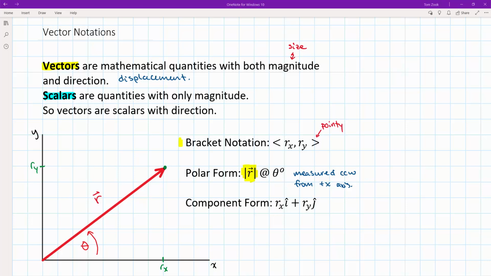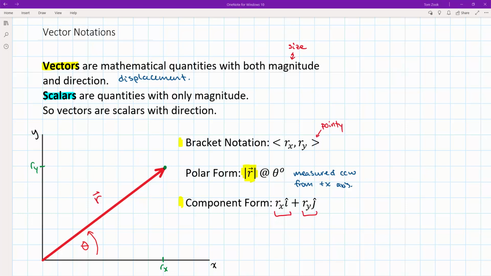The third way, which we're going to be very, very comfortable with eventually in this class, is component form. Component form is kind of a longer version of bracket notation, but it's much more useful because we can separate one part of the vector, say the rx or the ry, and do our own mathematics with it without breaking apart the notation. We can just select this right here and say that that is the horizontal or x component of a vector, and the second part that we just add on to it is the y component.